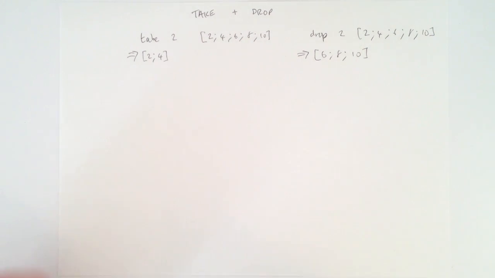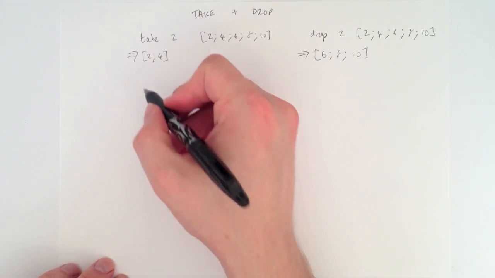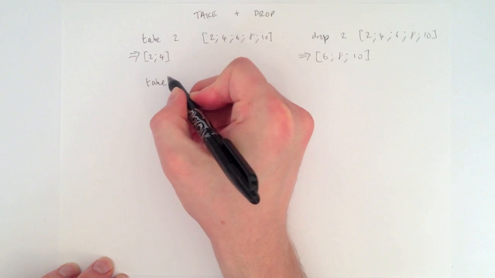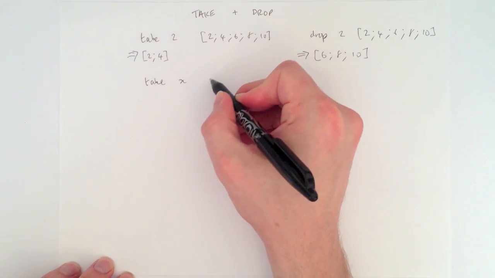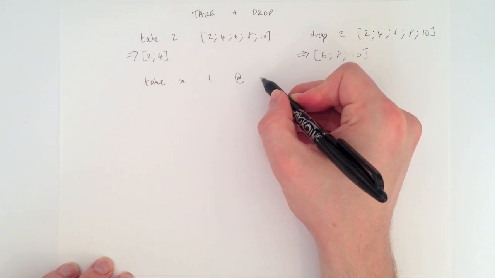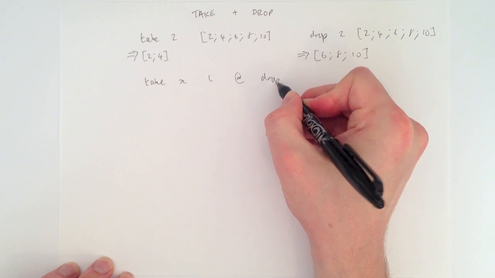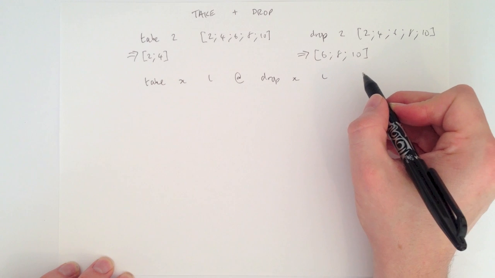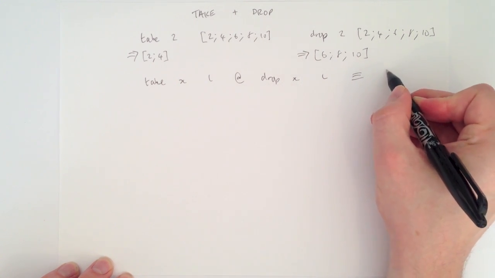So you can see that these are in some way complementary, because if we write take x elements from L and append that to drop x elements from L, then that's the same thing as just L.